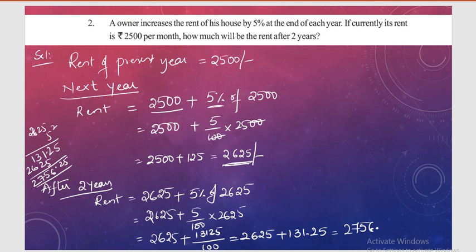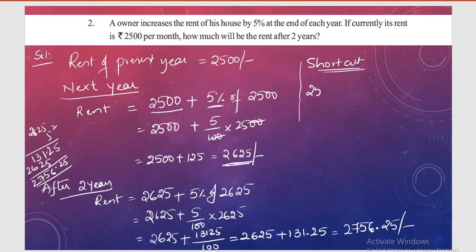2756.25 rupees. So I need to pay 2756.25 rupees every month after 2 years. Right? So this is one approach. If I go with the other approach, if you want a shortcut for this, if you want to find it in a short way, then there is one more approach.